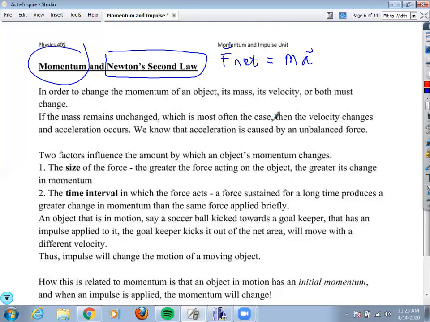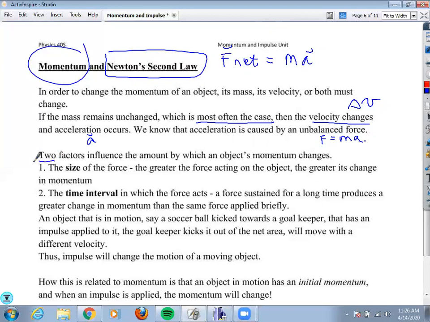Now, if the mass remains unchanged, which is most often the case, and that's going to be our grade 12 bubble, where mass does not change. Clearly, if we're talking about a rocket ship that has fuel inside the tanks, as the fuel burns the gas escapes from the thrusters, and then the mass of the rocket does change. But we're not going to be looking at rocket science in this course. So we're going to be in the bubble of grade 12 where mass is unchanged. Therefore, velocity changes, delta v, and we know that acceleration is causing that. And F net, that unbalanced force, causes that.